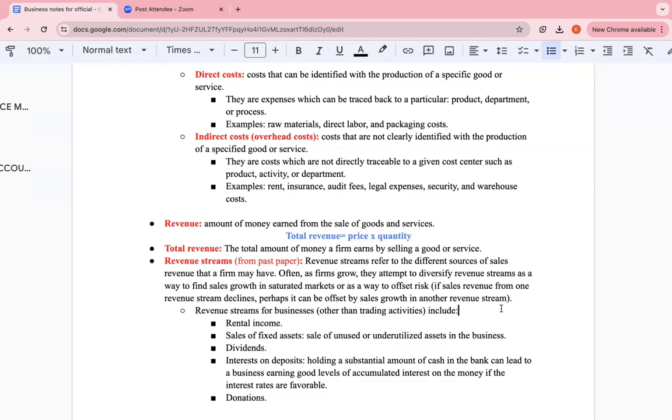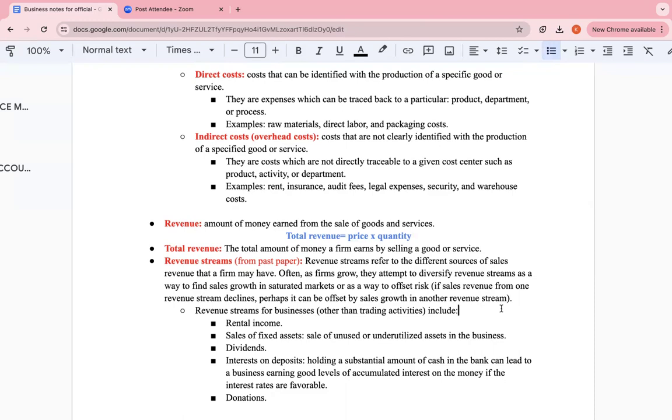It's also a way to offset risk because if one stream isn't generating revenue, then they have the other. If sales revenue from one revenue stream declines, perhaps it can be offset by sales growth in other revenue streams. So revenue streams for a business include rental income and sales of fixed assets, which we talked about, and how fixed assets can be used as collateral. So they can use unused assets or assets they're not using as much, which are underutilized.